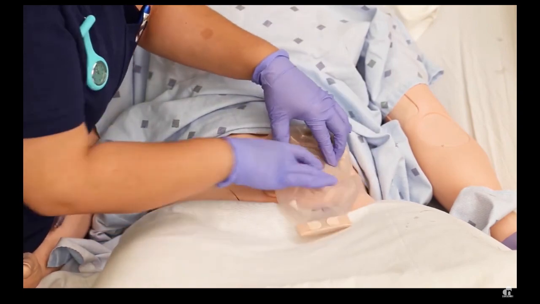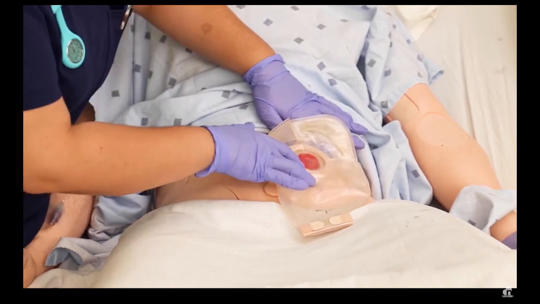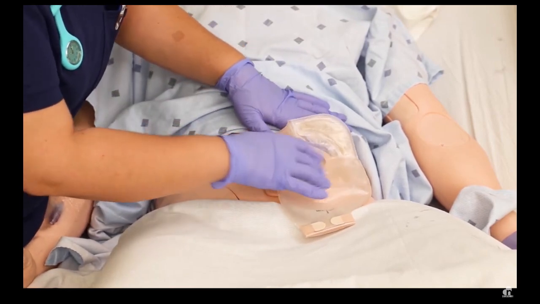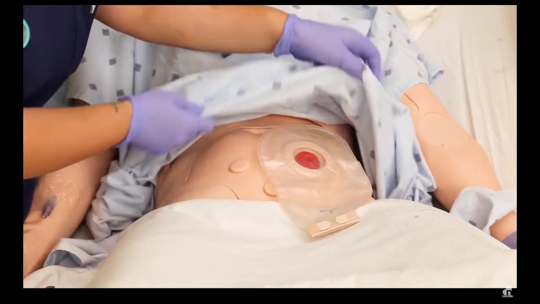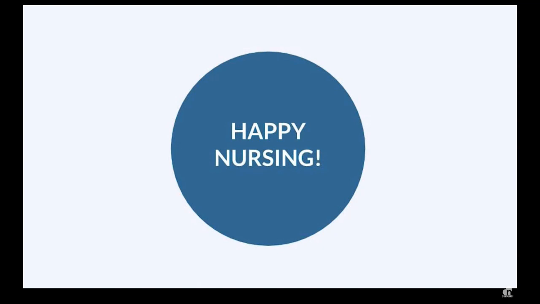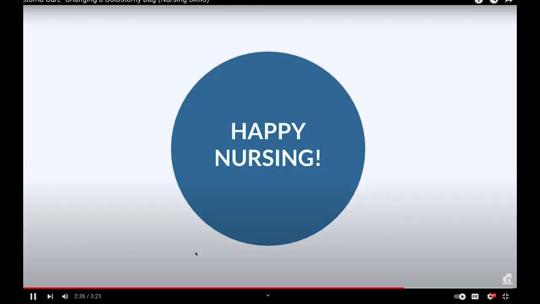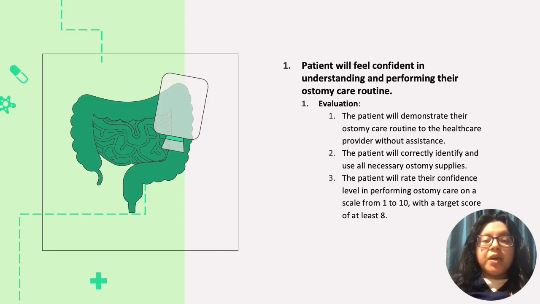Now, as you're smoothing down the wafer, if you do get any creases that you can't smooth out, you can use a barrier paste to fill that in. If you're using a 2-piece system, apply the wafer first and then snap on the bag. Just make sure the bag is closed and sealed based on whatever type of bag you have. Discard your supplies, wash your hands, and document your evaluations. So the patient will feel more confident understanding and performing their ostomy care.